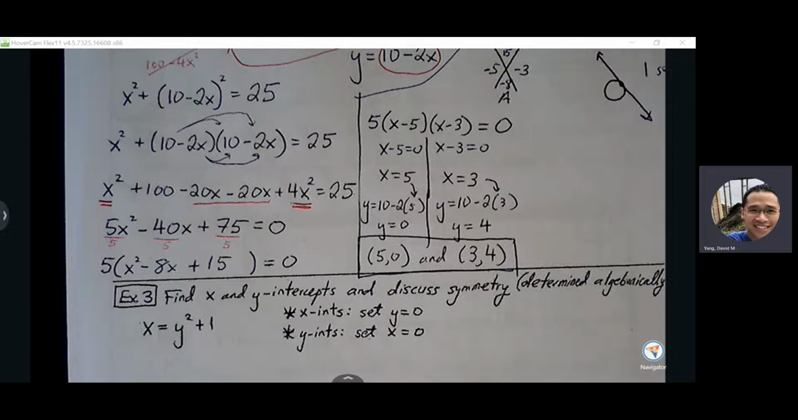Just write our answer like that, it doesn't need to be anything equals. Okay, any questions?